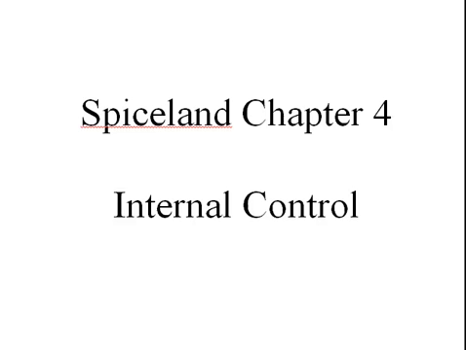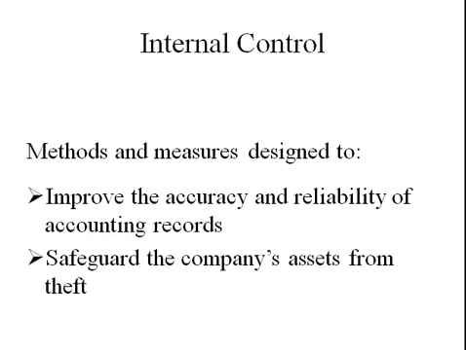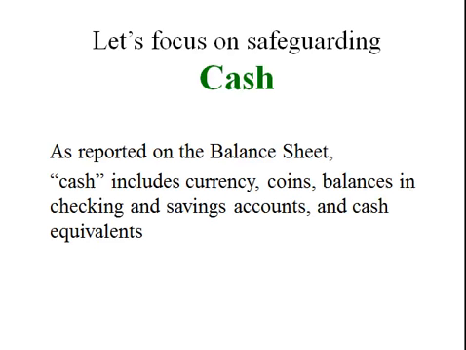In Spiceland Chapter 4, we're going to examine internal controls. Internal controls are the methods and measures designed to improve the accuracy and reliability of our accounting records and safeguard the company's physical assets from theft. We're going to focus primarily on cash.